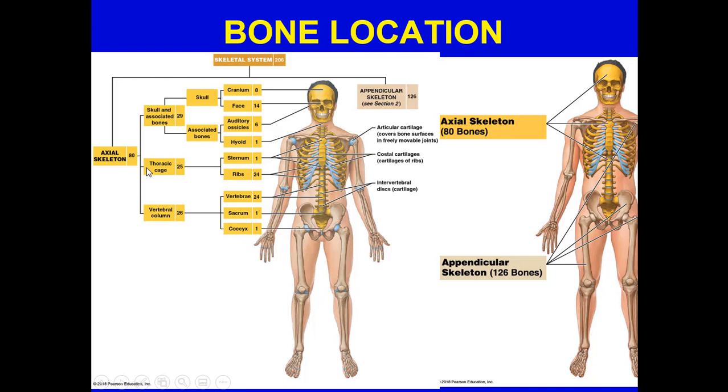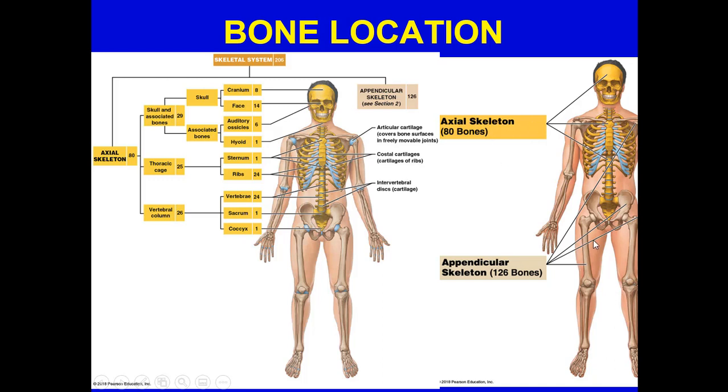Okay? So the axial skeleton includes the skull and the associated bones of the skull. Of course, you're also going to have the hyoid in there. You're going to have also the auditory ossicles, which play a key role in hearing. Then you're going to have the thoracic cage, which includes, of course, sternum and ribs. And then you're going to have the vertebral column. Okay, so vertebrae, the sacrum, and the coccyx. Okay, so just all of that in yellow.